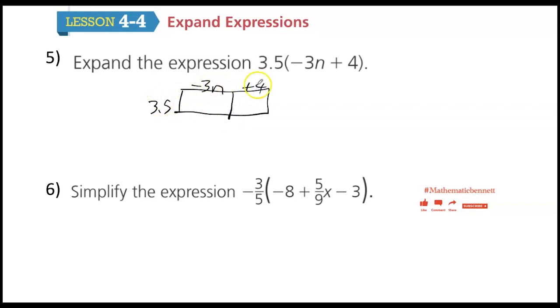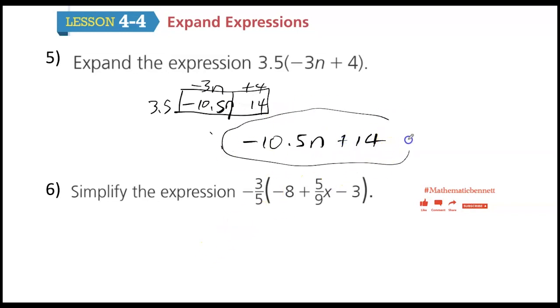So they gave us the width and they gave us the length. Our job is to find the area. So negative 3.5 times negative 3 gives me negative 10.5. 3.5 times 4 gives me 14. Alright, so we see that when we expand this expression, our answer would be negative 10.5n, don't forget the n, plus 14. Alright, so this would be our answer.